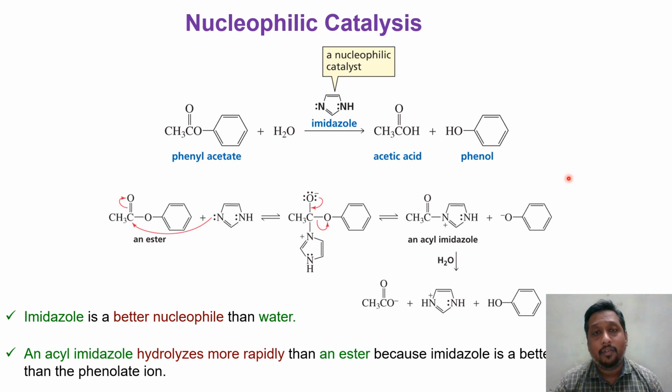So let us look at another example for nucleophilic catalysis, which involves the hydrolysis of an ester to the corresponding acid using imidazole as a nucleophilic catalyst. The first step is the attack of imidazole on an electrophilic carbonyl carbon to form a tetrahedral intermediate. Then delocalization of this oxyanion forms an acyl imidazole intermediate. Now, this on further reaction with water will give your desired product.